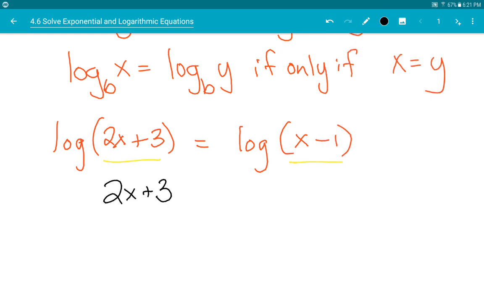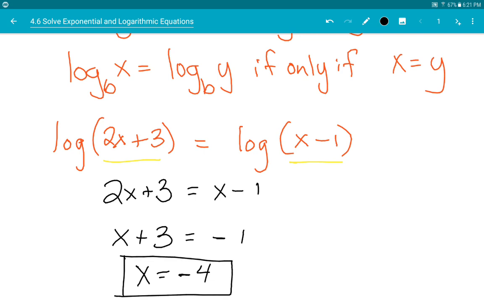So I get 2x plus 3 is equal to x minus 1. And then it's just a quick equation. So subtract x, we get x plus 3 equals negative 1, and x is equal to negative 4. Now that's your solution. The only thing with logarithms that we always have to be careful with is if we ever get extraneous solutions.